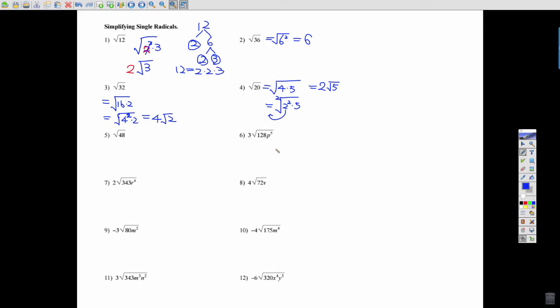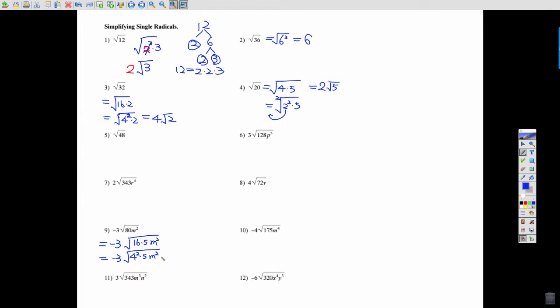Let's do number 9. Number 9, in this case, I've got variables. Now, it doesn't matter if it's a variable or a number, we all have to rewrite this into perfect squares. So if I factor 80, eventually I can do 16 times 5 equals 80, and then m squared. Notice that 16 is 4 squared. That's my perfect square. 5 is just a prime number. I can't do anything about it.